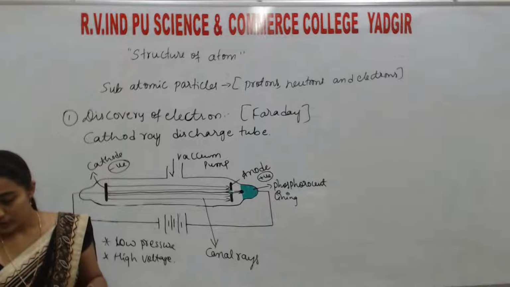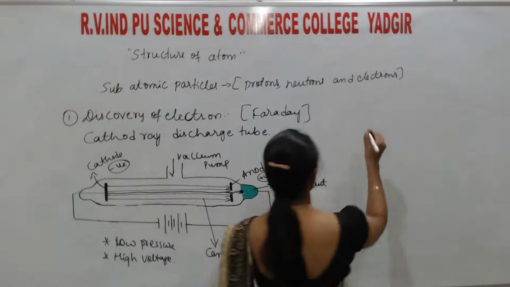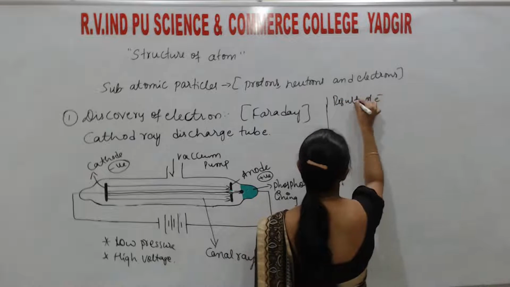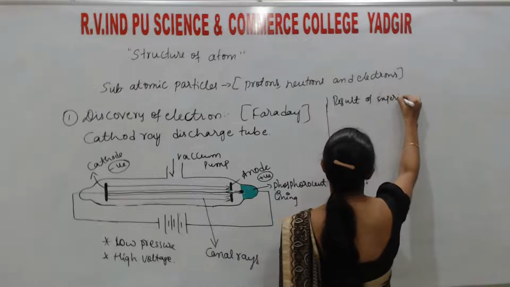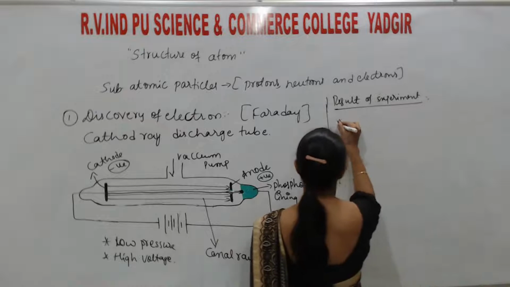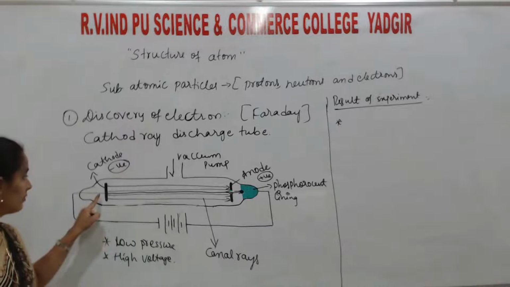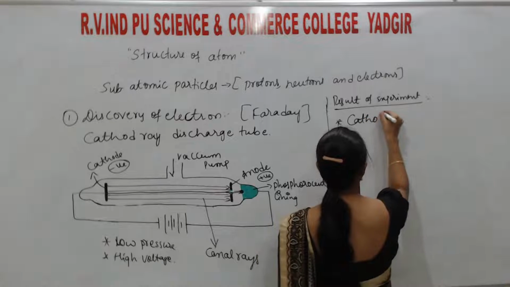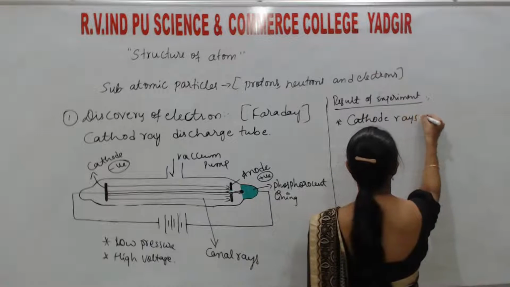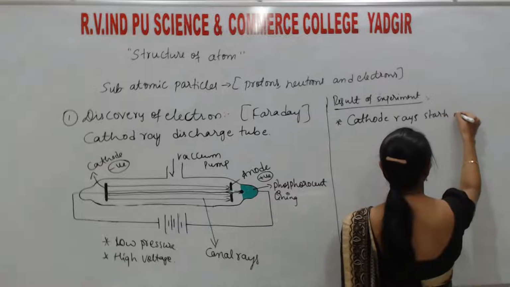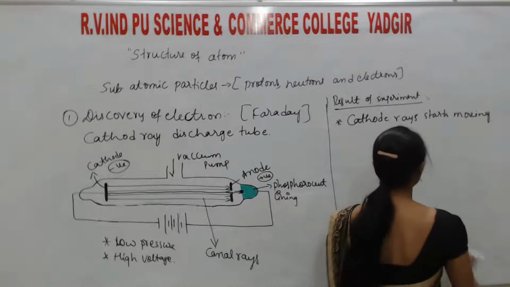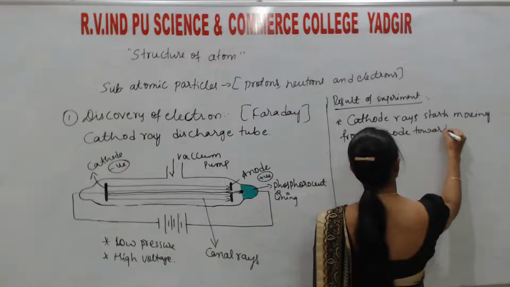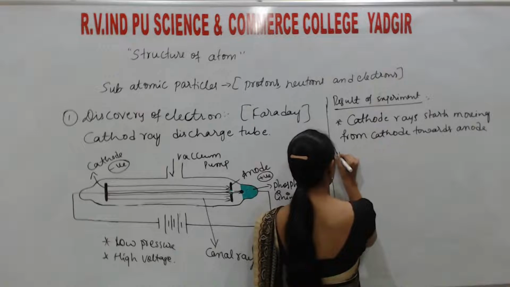Okay. So what are the results of this experiment? This one is very important. Result of experiment. First one: cathode rays start moving from cathode towards anode. Okay, right here. Cathode rays are also called canal rays. Cathode rays start moving from cathode towards anode. That is the first one.